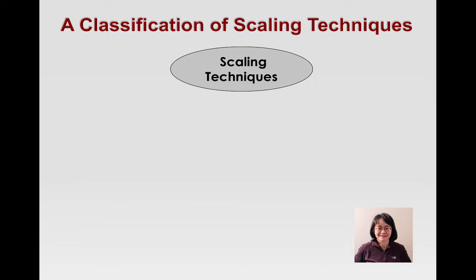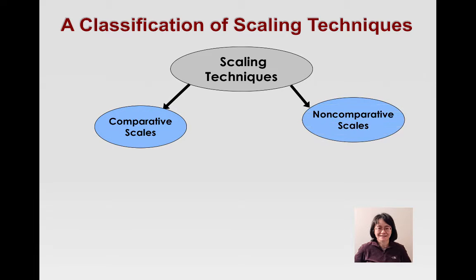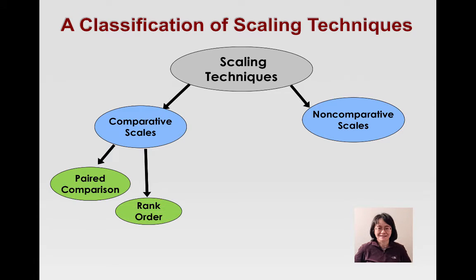Scaling measurement can be classified as comparative or non-comparative. Comparative scales include paired comparison, rank order, and constant sum. The data obtained by these procedures have only ordinal properties.